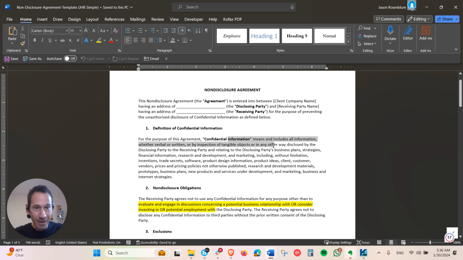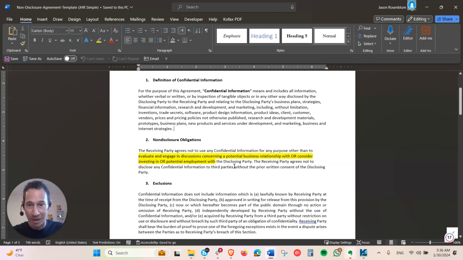So here, it lays out basically what it is, what covers the confidential information. Usually some sort of information that is secret, that is not well known, a trade secret, product ideas, clients, customers, vendors, pricing, policies, things that are not known out in the world. And the other party has the obligation to not disclose it, and are only using it for a specific purpose. Evaluate and engage in discussions concerning a potential business relationship, or consider investing in the business.